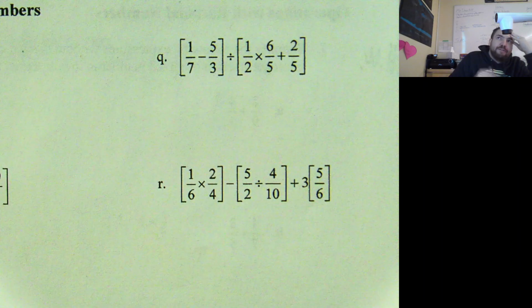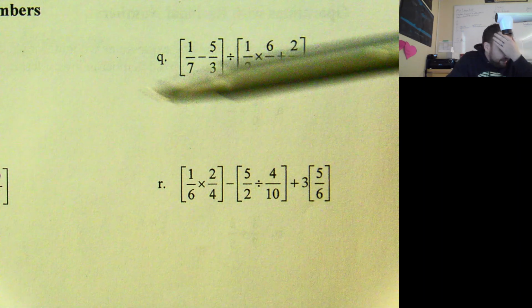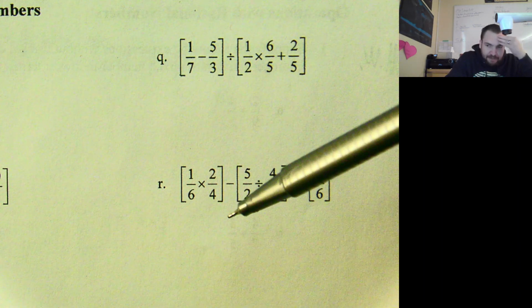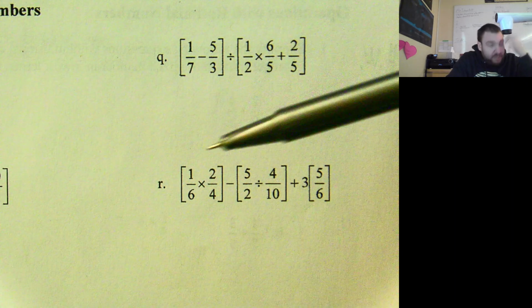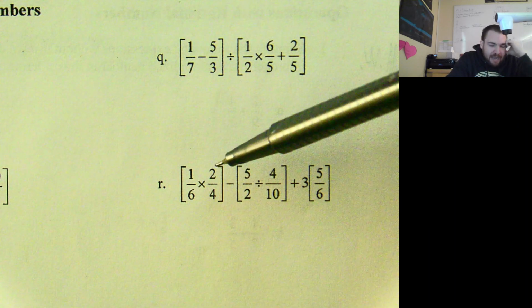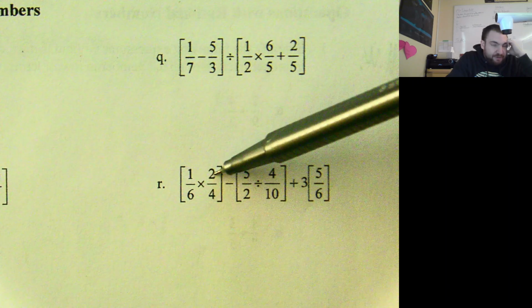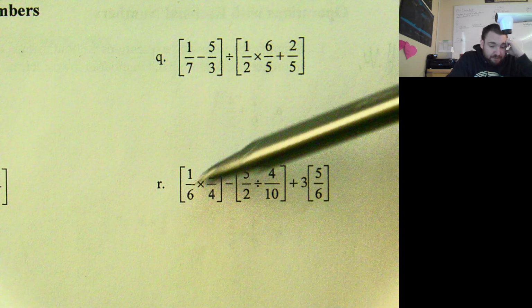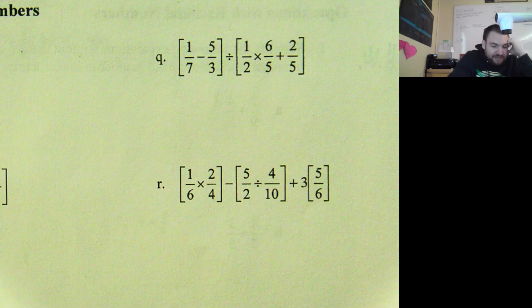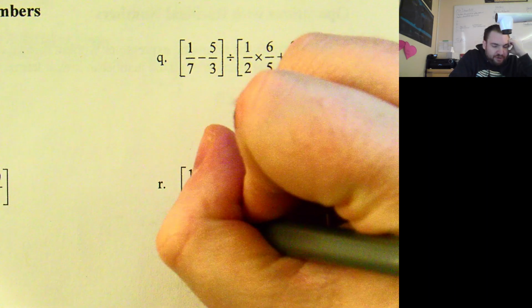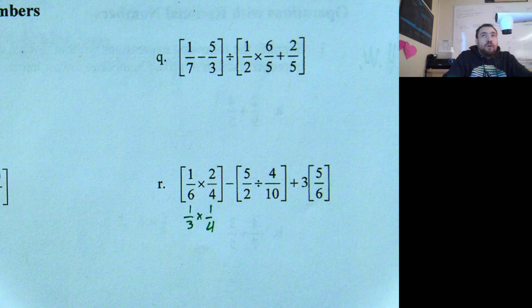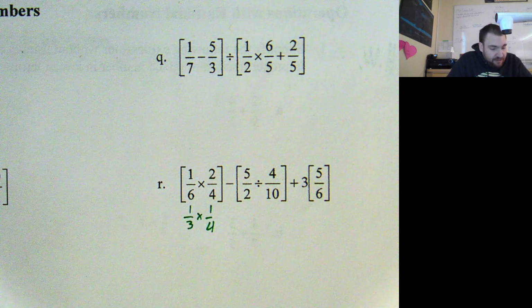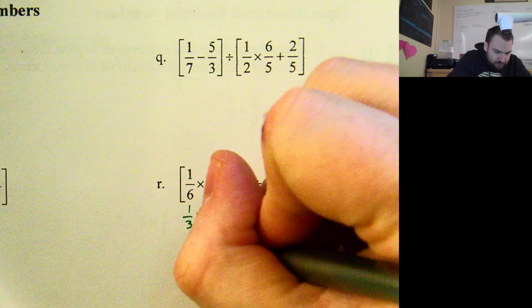Okay, so the first thing I'm going to do to make our life a little bit easier is some cross simplifying. Actually, we don't even really need to, but we could. Let's do some cross simplifying. The 2 and the 6 can be reduced. Both those are divisible by 2. So this can become 1/3 times 1/4. A third times a fourth is 1/12. Okay, cool.